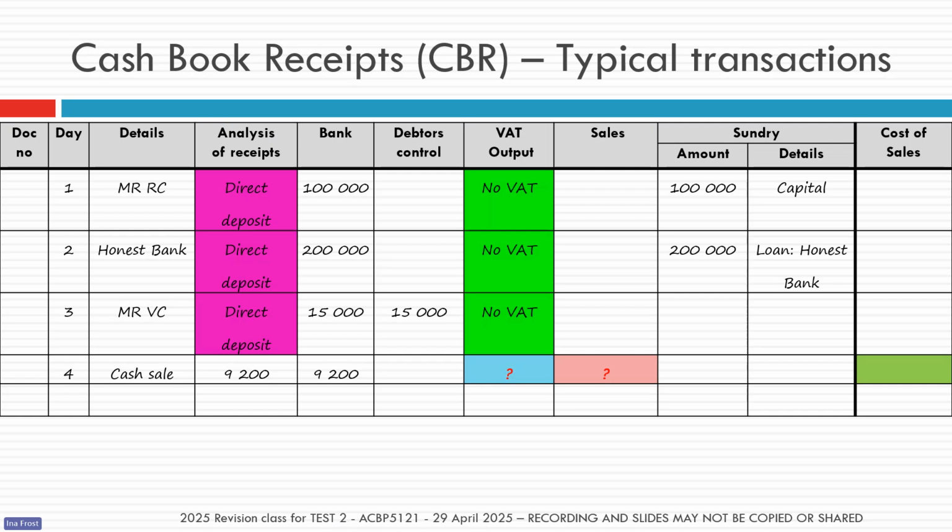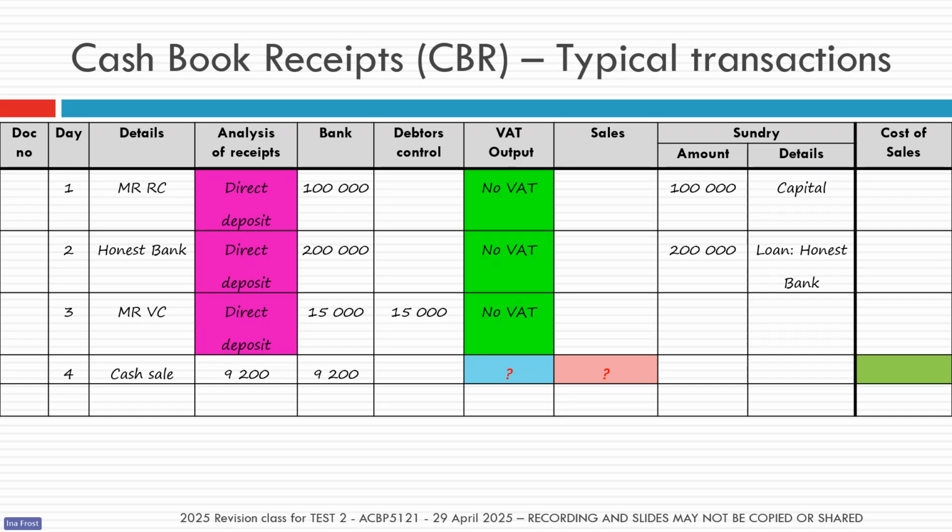For example, this one up on the slide, you will see the first couple of transactions were all direct deposits. So we didn't put anything in analysis of receipts because the money went straight into the bank account. And then that last one, that cash sale, we did put in analysis of receipts, and then we banked the money as well.